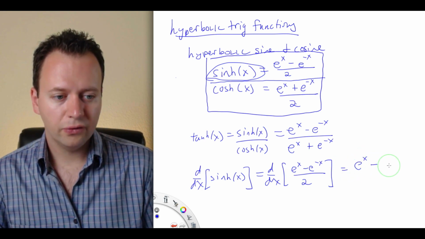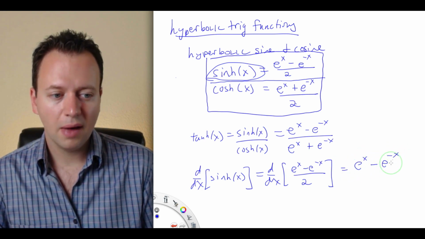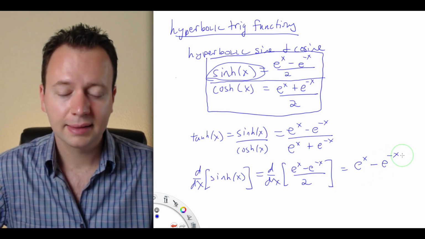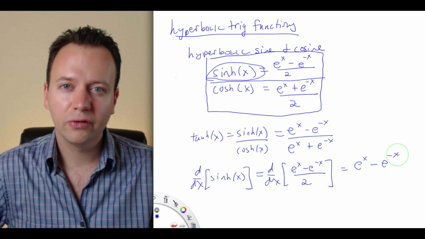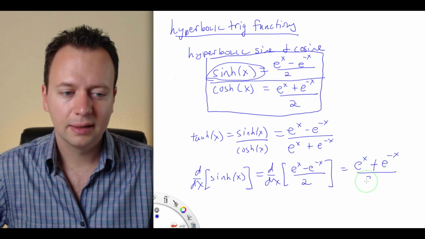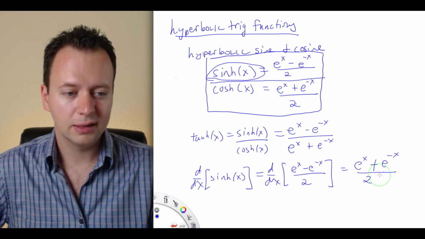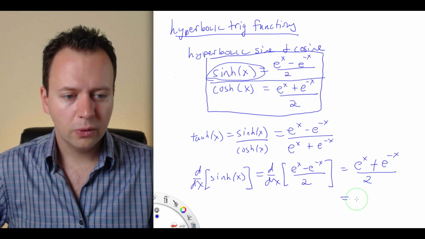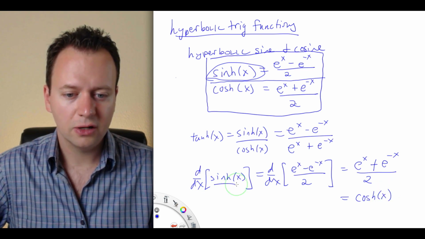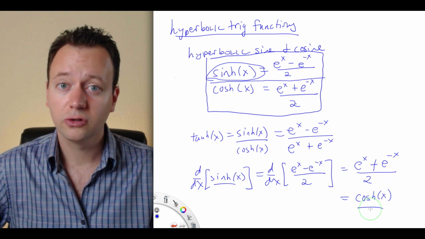The derivative of e to the minus x, we start by rewriting it, so minus e to the minus x. Then we multiply by the derivative of the exponent. So the derivative of the exponent is minus 1, so it turns into plus. And then the 1 over 2 is just a constant, so that just stays along. So we'll notice that the derivative of sinh is just equal to the cosh function.